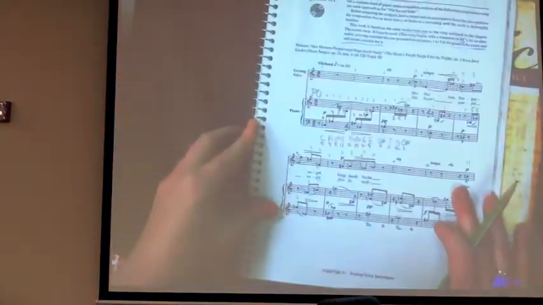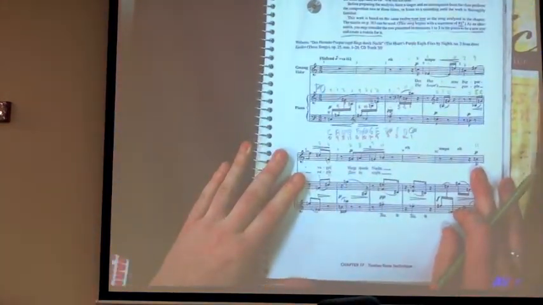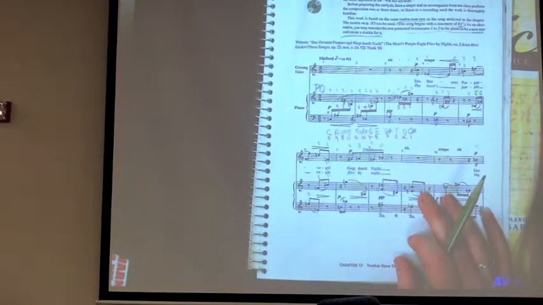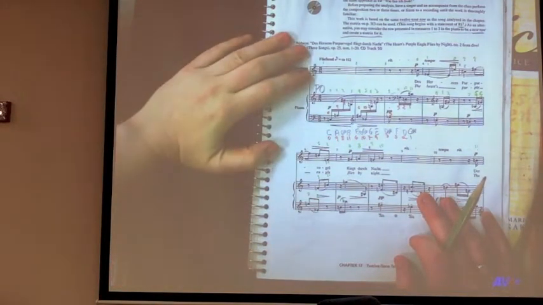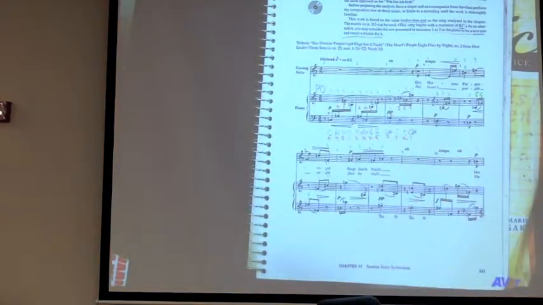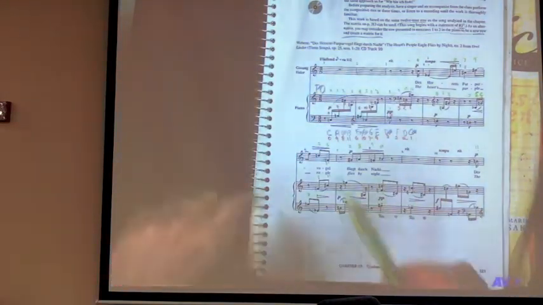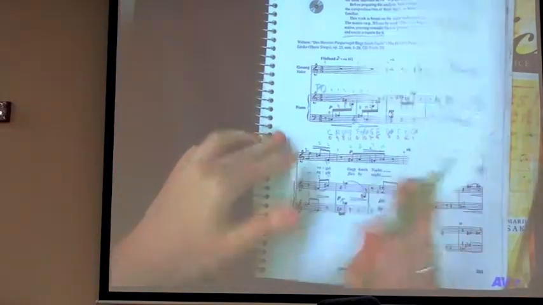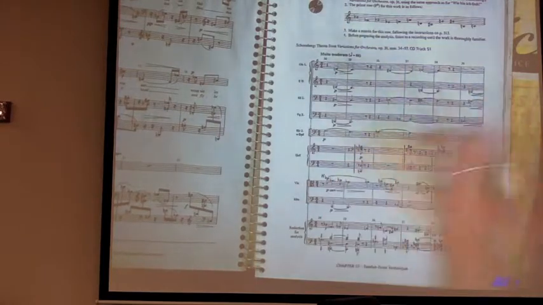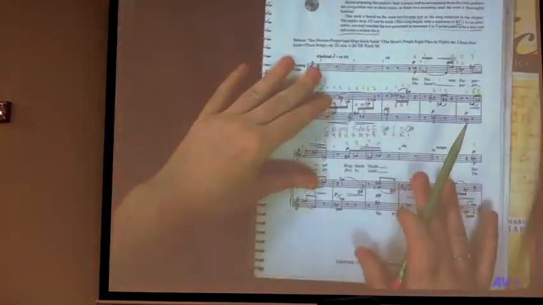So in assignment 17.1, your job, should you choose to accept it, is to analyze this first piece. Des Herzens Purpurvogel Fliegel Durchnacht. The Heart's Purple Eagle Flies by Night by Weber. So it's nice and short. It's only 2 pages. It ends on this page. This is 17.02. Don't do this one. Just do this first one.